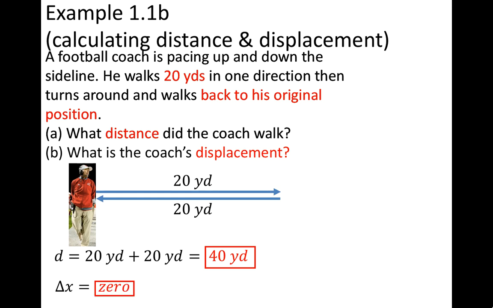The coach's displacement, though, is 0. And this is because the coach's initial and final positions are the same. So over the course of his entire motion, he has 0 net change in position. This always happens when an object returns to its original position.